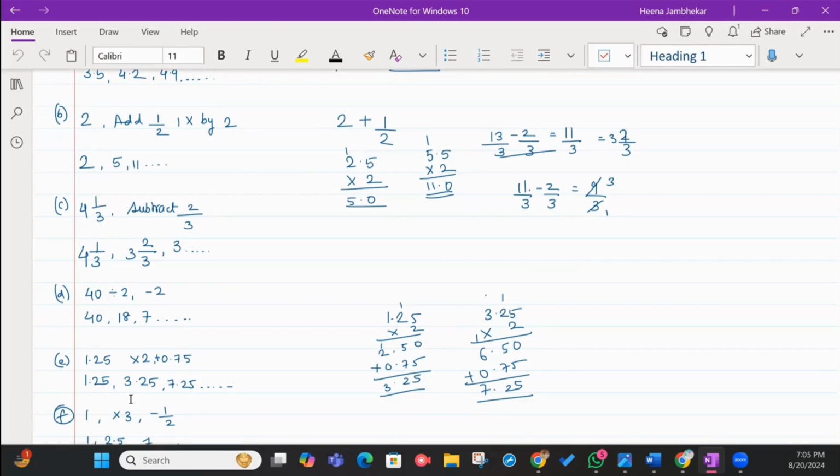Do. I don't want that. Beta, nahi hai. Do it once. 2.5 into 3 will give you how much? 7.5. 7.5 minus how much do you have to do? Half is nothing but. Are you understanding how to find this?